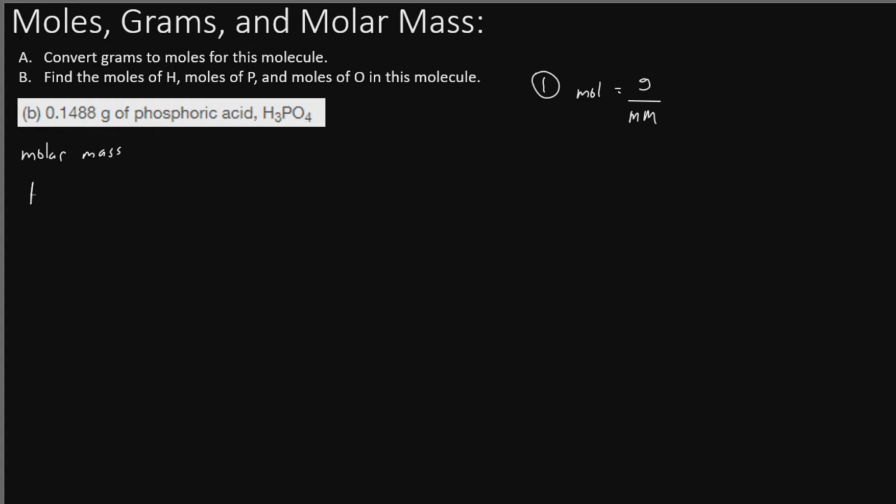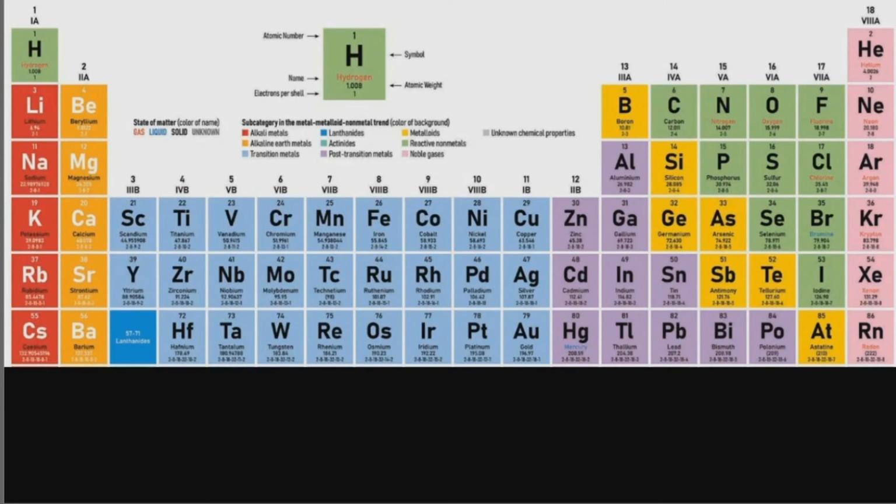First, let's look to hydrogen. We have 3 hydrogens. For phosphorus, we have 1, and for oxygen, we have 4. Now we look up their molar masses in the periodic table. The molar mass of hydrogen is 1.01. The molar mass of phosphorus is 30.97. And the molar mass of oxygen is 16.00. We enter those now.